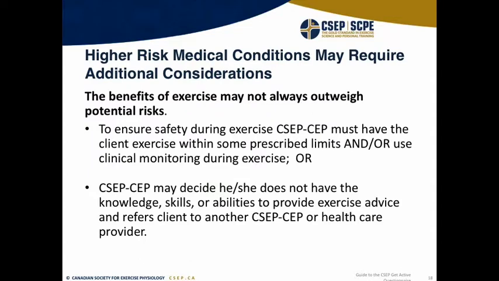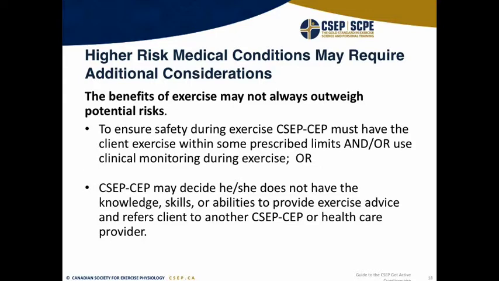With higher risk medical conditions come a few extra considerations, and many CSEP CEPs who work with clients who have higher risk medical conditions are well aware of this. And this is because the benefits of exercise may not always outweigh potential risks unless certain precautions are taken. So to ensure safety during exercise, the CEP may have the client exercise within some prescribed limits, for example, limiting heart rate below a certain threshold to ensure safety, or use clinical monitoring like heart rate, blood pressure, or oxygen saturation, or some other physiological or psychological variable during exercise.